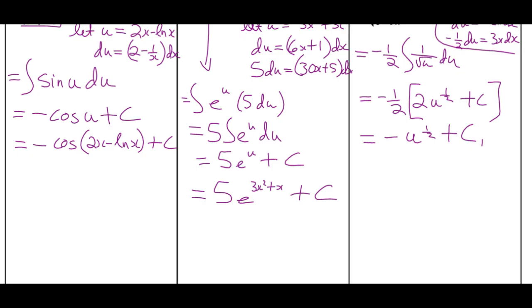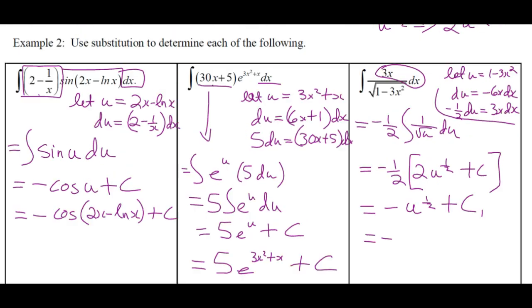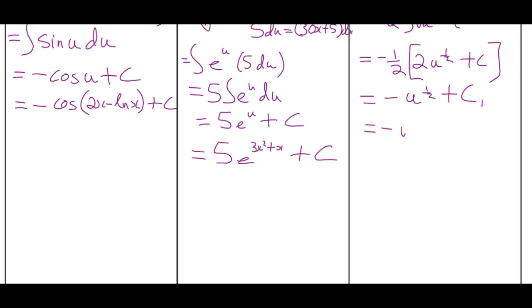Different constant if you want, right? If you just leave it as a c, I'm not going to ding you for that. Equals negative, okay, what's u? 1 minus 3x squared. Yeah, c1, different c. Negative 1 half times 2 is negative 1. So negative u to the 1 half, plus c. So now it's c1.